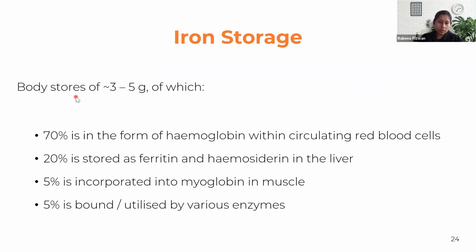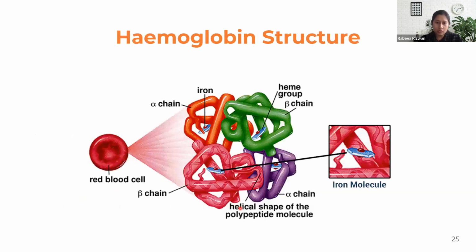Now, this is important, you must know about this: how much iron our body can store. It is 3 to 5 grams only. 70% out of this 3 to 5 grams of iron is stored in the form of hemoglobin in our RBCs in the blood, while 20% of iron is stored in the form of ferritin and hemosiderin in the liver, while 5% of iron in our body is present in our muscles in the form of the myoglobin protein, and 5% is used in various enzymes in our body for functioning.